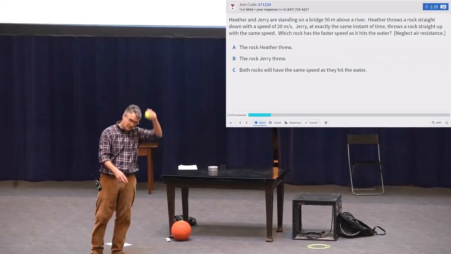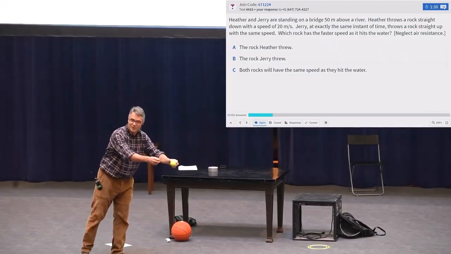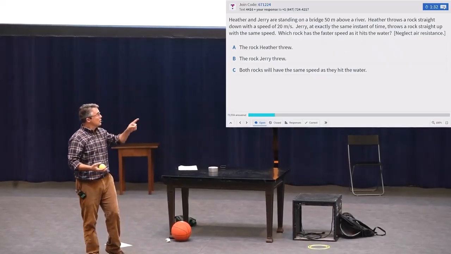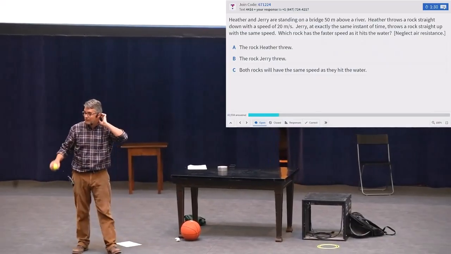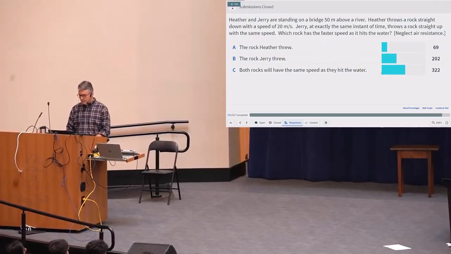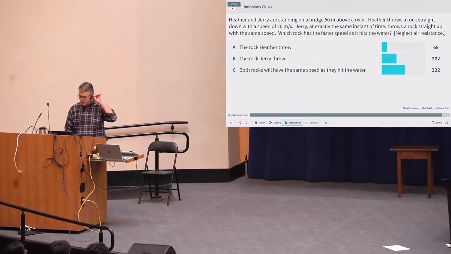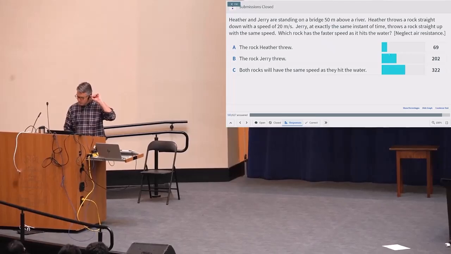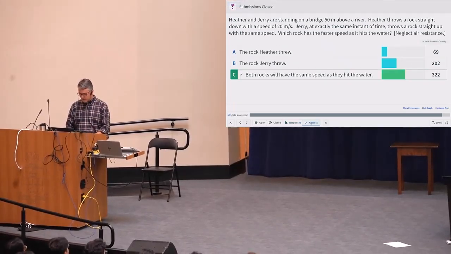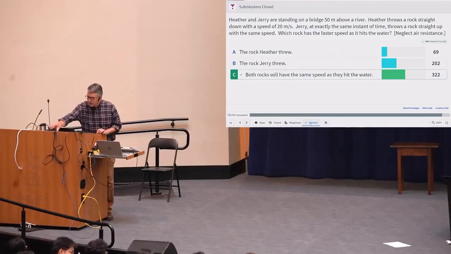One goes up and then hits the water. The other, I guess they're leaning over the bridge, goes straight down and hits the water. Which rock hits the water faster? Survey says that there's a slight pressure. So Jerry's rock, which went up and down, got a lot of votes, more than Heather's. But the response that I like, if you neglect air resistance, is C. And let me show you some of my reasoning here.